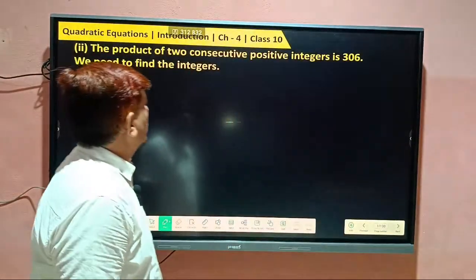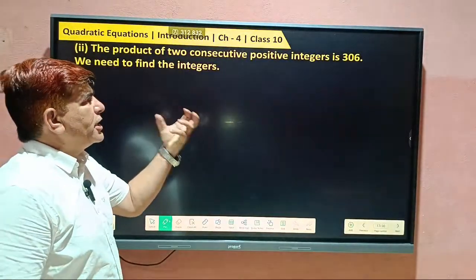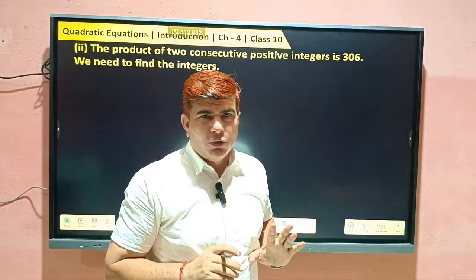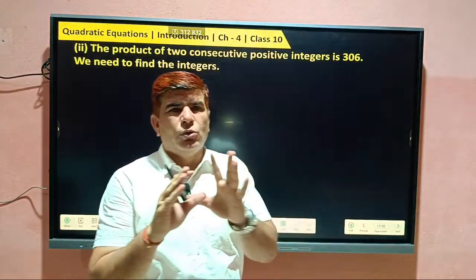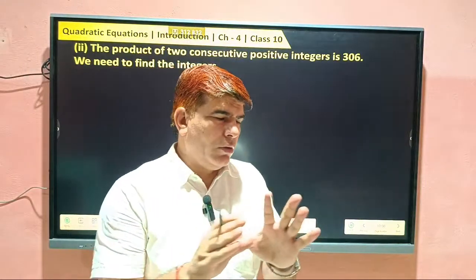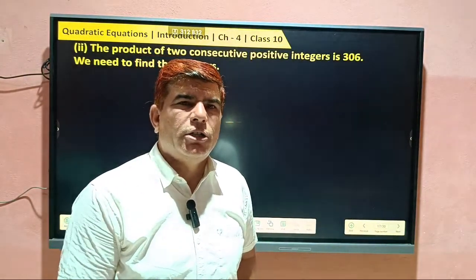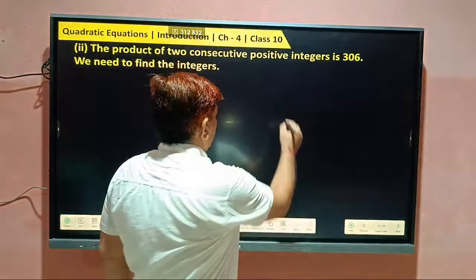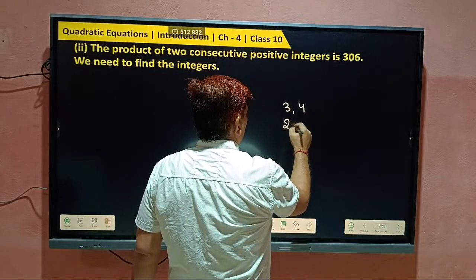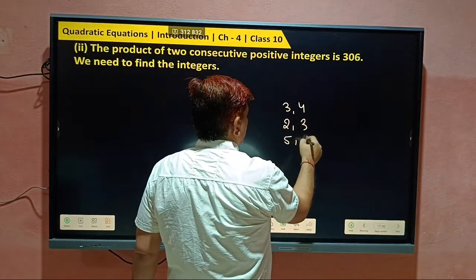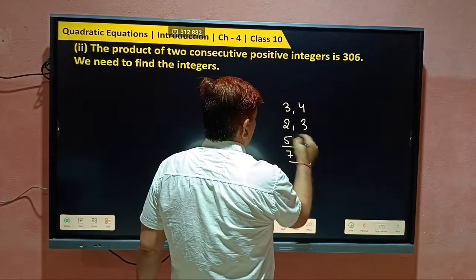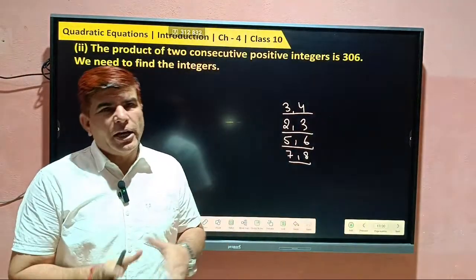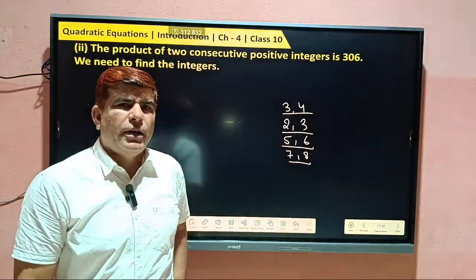One more question. The product of two consecutive positive integers is 306. Positive integer is equal to natural number. Consecutive means side by side, like 3, 4; 2, 3; 5, 6; 7, 8. These are consecutive, which lie side by side on the number line.